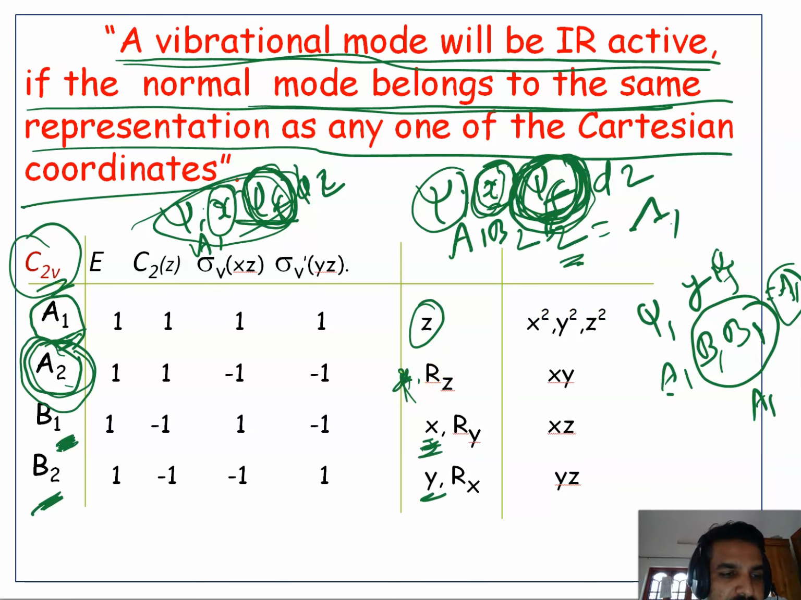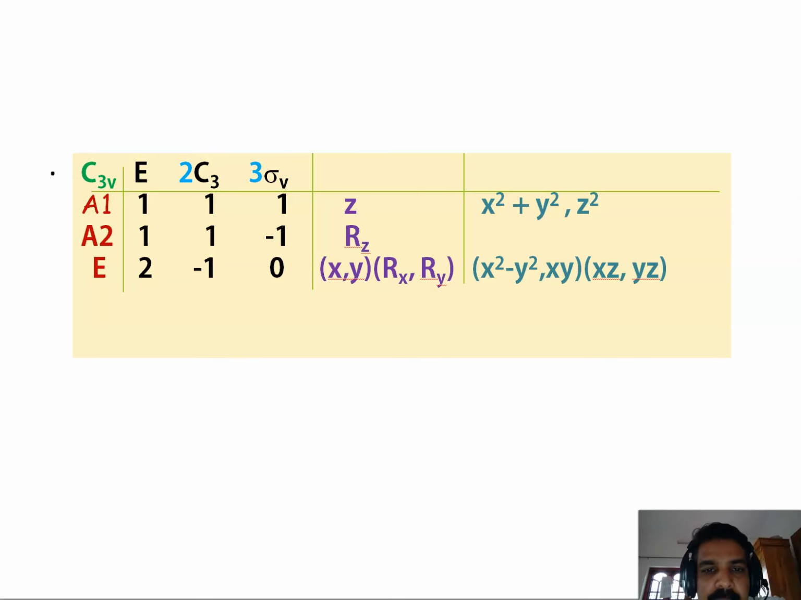Okay, another example, if you take the C3v character table, you can easily say which modes will be IR active. Just very simple. Look at X, Y, Z. Z is A1, so the A1 mode belongs to Z. Therefore, if there is an A1 mode of vibration, it will be IR active. And the E mode, X and Y belong to E, so it will be IR active. But A2 is never IR active because it does not include X, Y or Z. That's our conclusion. By simply looking at the character table, the modes belonging to X, Y, Z will be IR active.